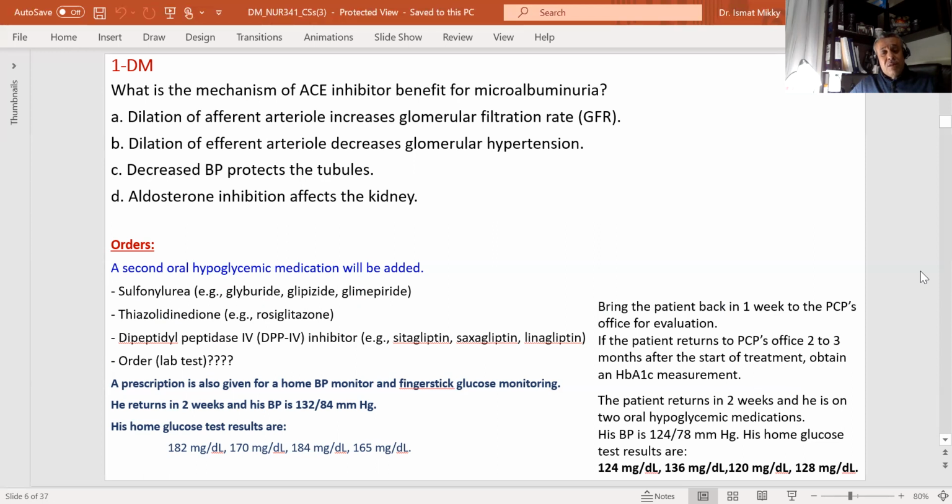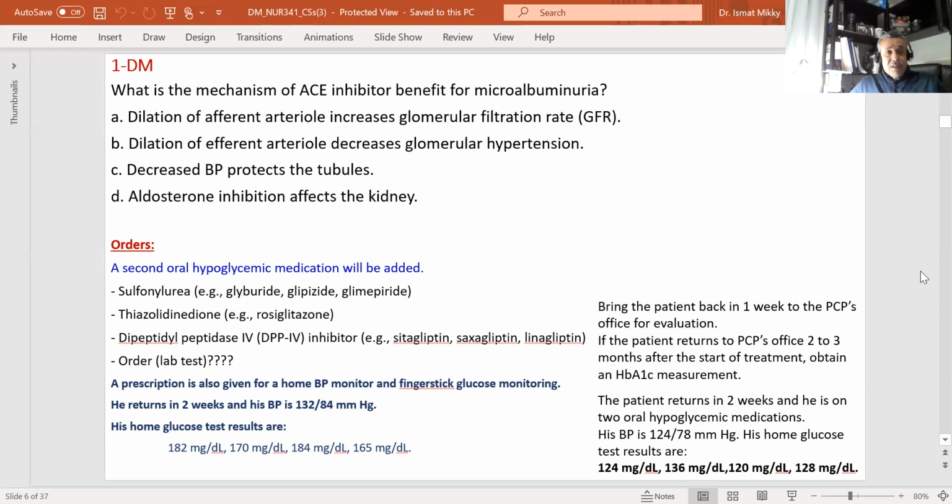And that will have a brief effect on decreasing the GFR, but overall it will decrease the pressure and protect the kidney vasculature from damage. So B is the correct answer. Dilatation of afferent arteriole decreases glomerular hypertension.